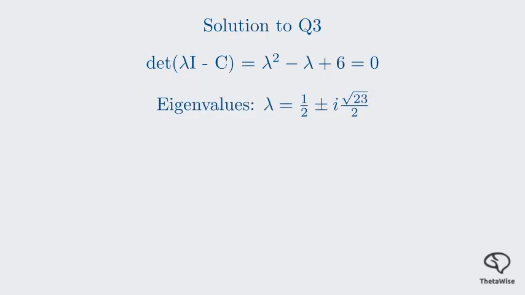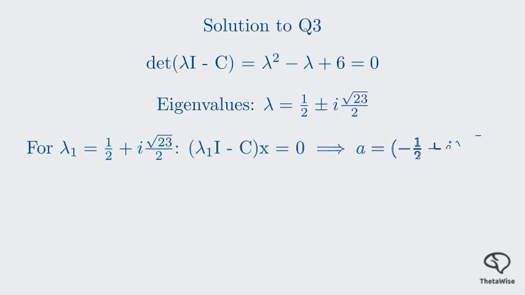Next, let's find the eigenvector for lambda 1 equals 1/2 plus i root 23 over 2. Solving the equation for this eigenvalue, we get the relationship a equals -1/2 plus i root 23 over 2 times b. Letting b equal 1, the eigenvector is (-1/2 plus i root 23 over 2, 1).